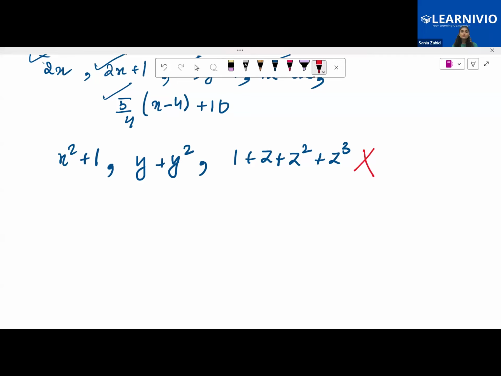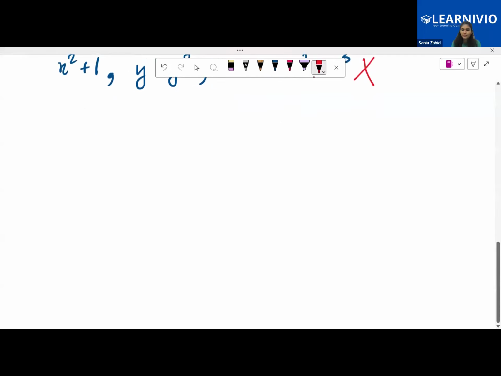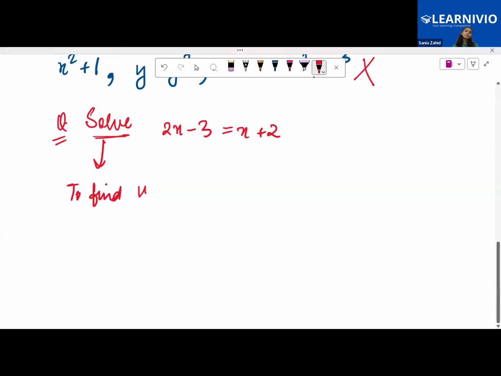Now we should know how to solve linear equations. For example, I have to solve 2x minus 3 equals x plus 2. What is the meaning of solving? Like we have to find x. Yeah, to solve means to find the value of the variable.